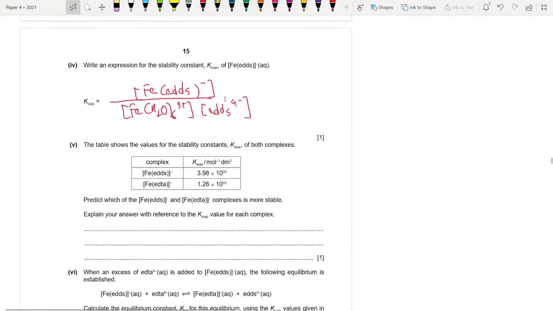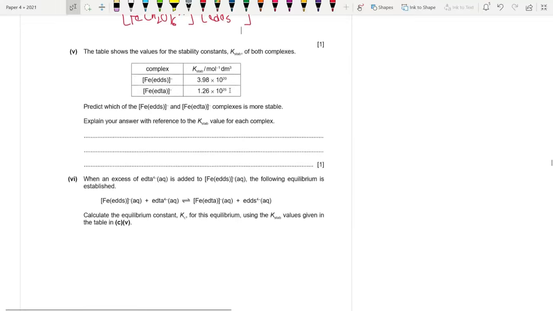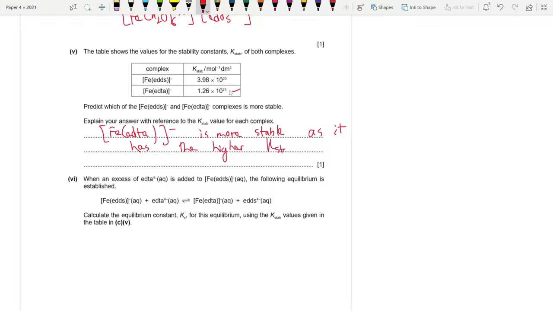Remember that. The table shows the value for the stability constants of both complexes. Clearly, this is much more stable, right? Predict which is more stable. So it's FeEDTA minus that is more stable, as it has the higher K-step. Okay, that's it.